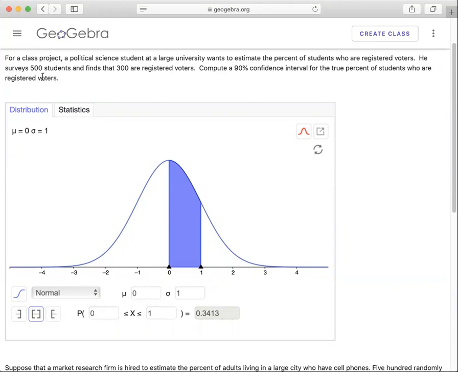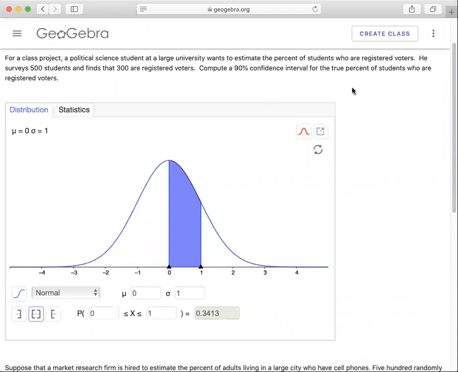So the problem is, for a class project, a political science student at a large university wants to estimate the percent of students who are registered voters. He surveys 500 students and finds that 300 are registered voters. Compute a 90% confidence interval for the percent of students who are registered voters.